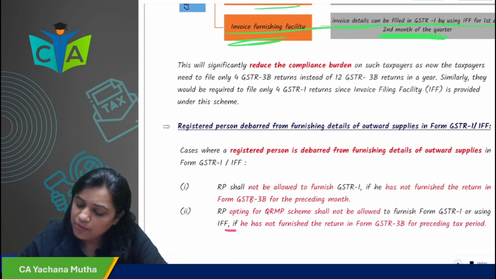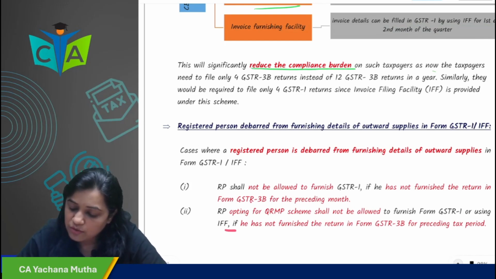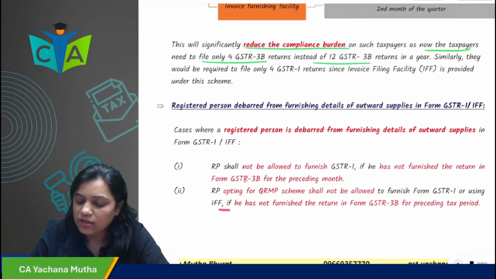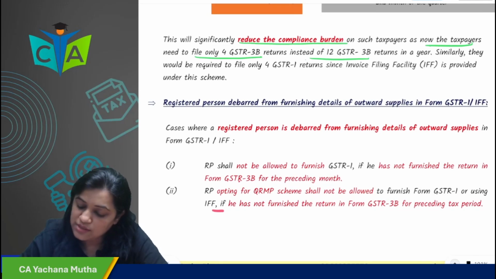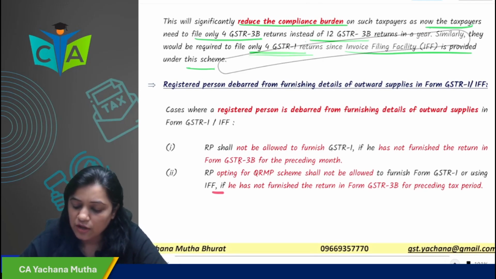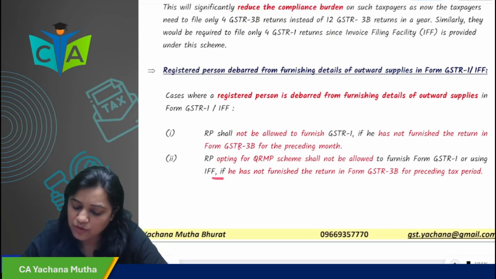So what will be the impact of the QRMP scheme? It will definitely reduce the compliance burden, because now the taxpayer has to file only 4 3Bs instead of 12 3Bs. Similarly, they would be required to file only 4 GSTR-1s, since IFF is provided under this scheme.